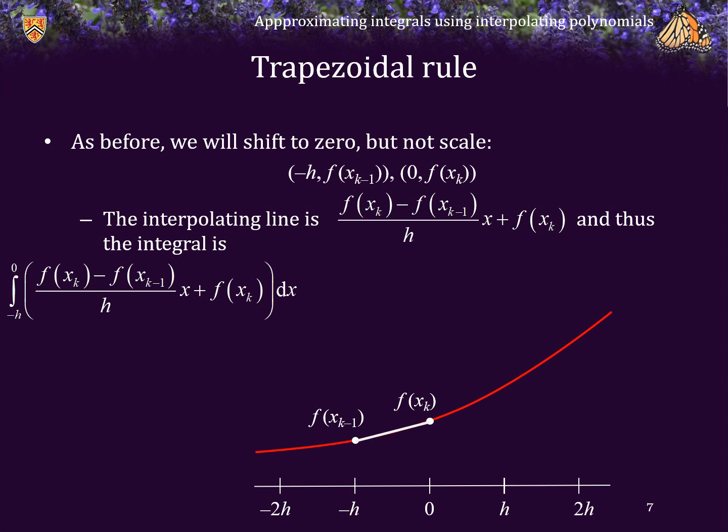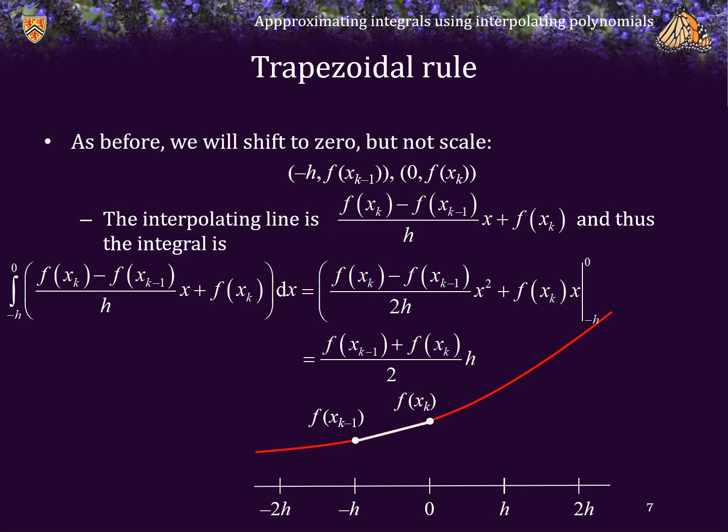Now from calculus, you know that the formula is this, and from this we may simplify the solution to be this expression. Basically, you'll notice that it's the average of the two values of the function times the width of the interval. This is called the trapezoidal rule because we are essentially calculating the area of a trapezoid.